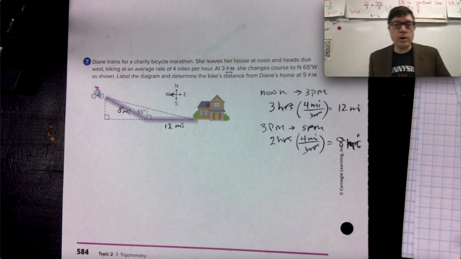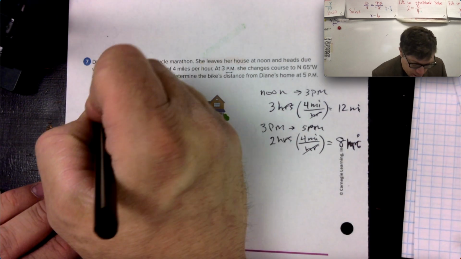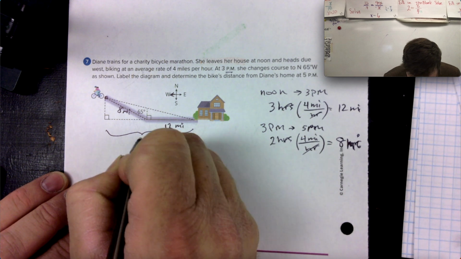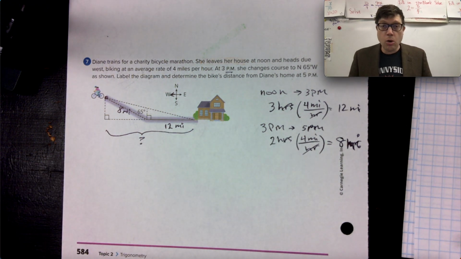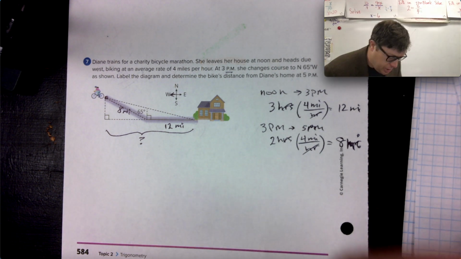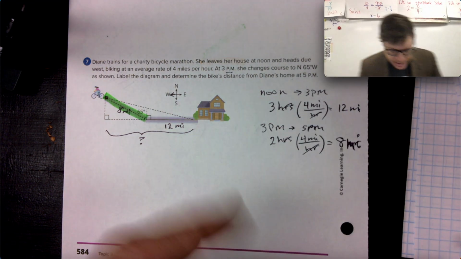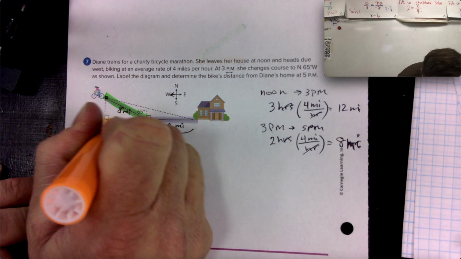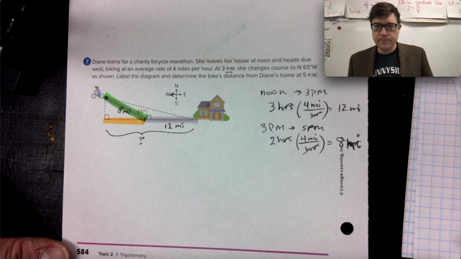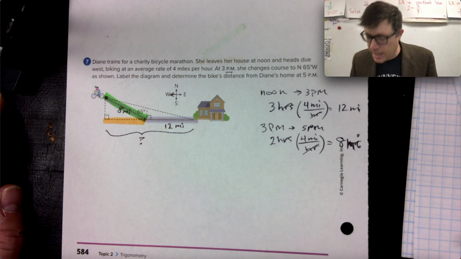Okay. Label the diagram and determine the bike's distance from Diane's home at 5 p.m. So we need to know this entire unknown. How far away from home is she right now? And what I notice is this hypotenuse and this adjacent side are all that we actually need to focus on. No, I'm sorry. Determine the bike's distance from Diane's home.